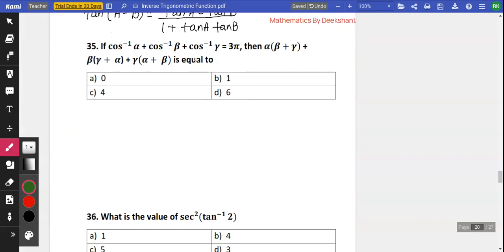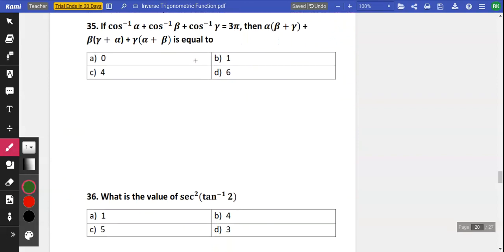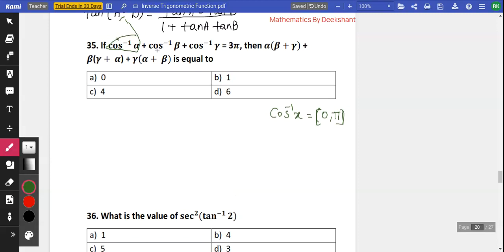In this question, cos inverse alpha plus cos inverse beta plus cos inverse gamma is equal to 3 pi. Basically, the domain of the cos inverse function is minus 1 to 1 and the range of this function is 0 to pi. It means the maximum value of cos inverse is pi. This is also pi, this is also pi. So it becomes 3 pi.